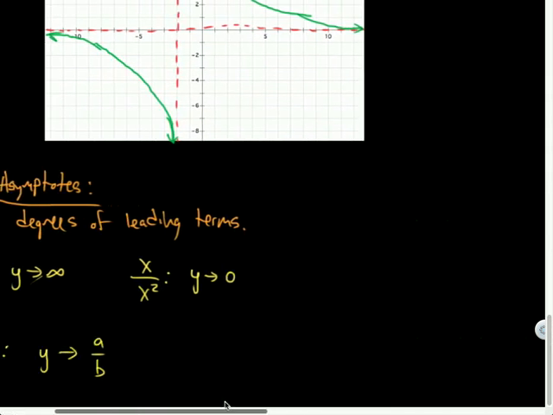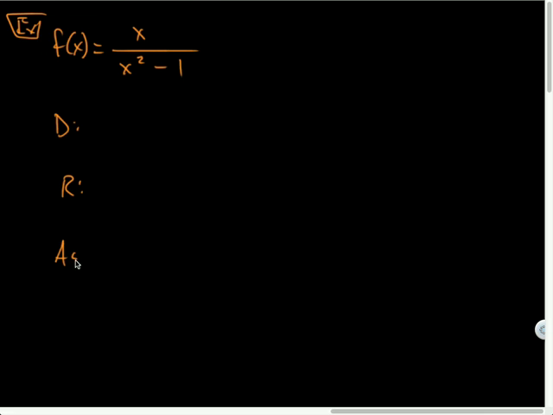Let's see, one last example. Last example. Here we are. Let's say I want to graph f of x equals x over x squared minus 1. So let's analyze this. I want to figure out the domain, the range, and the asymptotes before I can graph this.